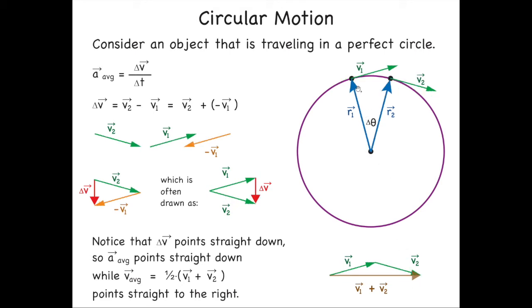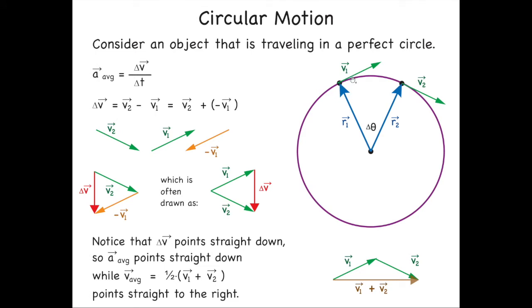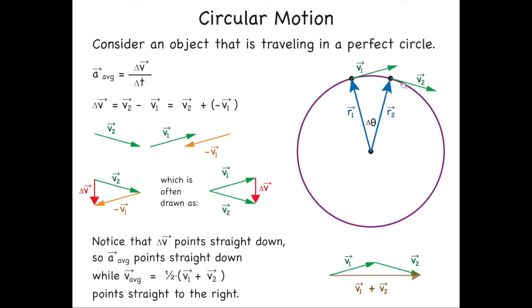If we do this for not such a large change in position, right? Instead of looking back here, where we went from all the way over here to all the way over here on the circle, we do it for a finer slice of motion. And we repeat this whole process, right? Then you see that no matter what we do, as long as it's kind of symmetric around the straight up point, right, then the vector for the change in velocity is straight down, and the vector for the average velocity is straight to the right.